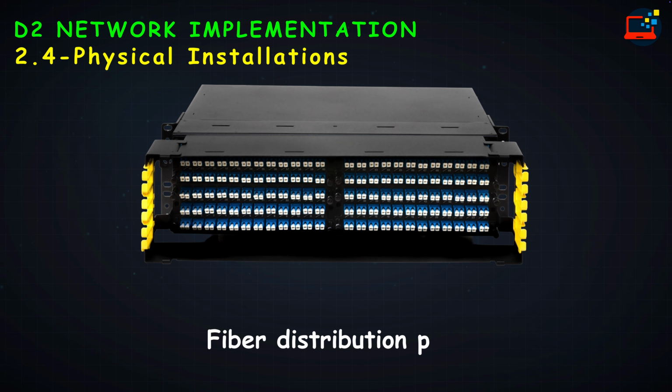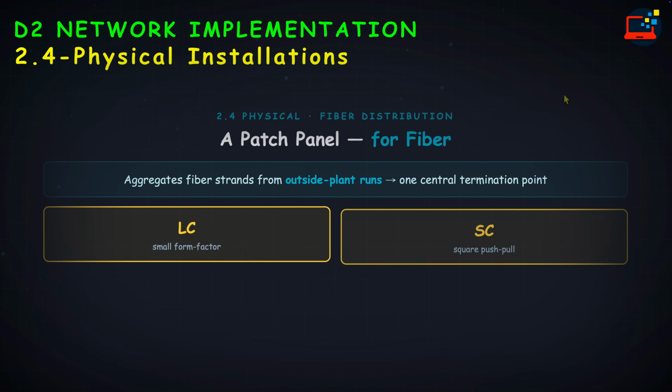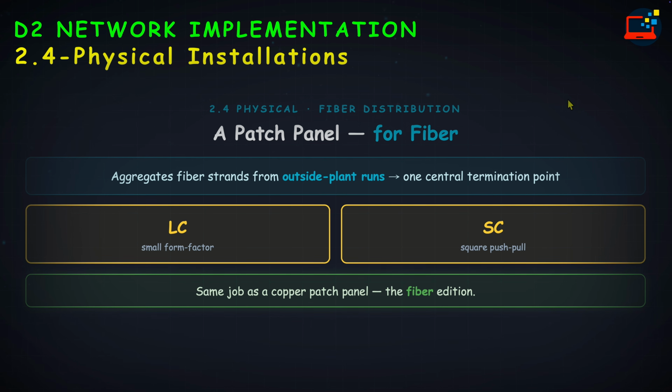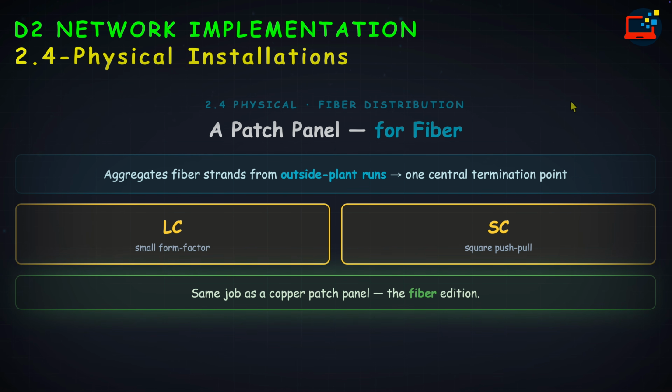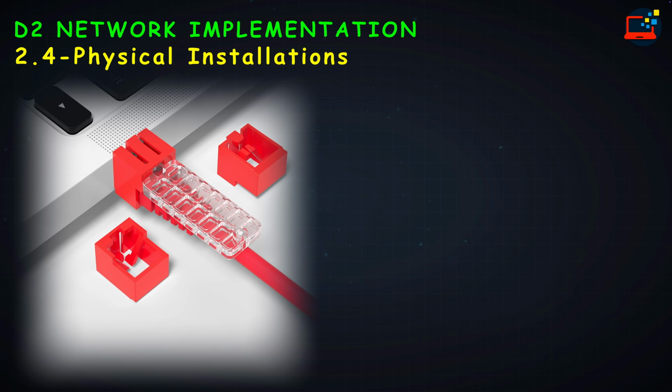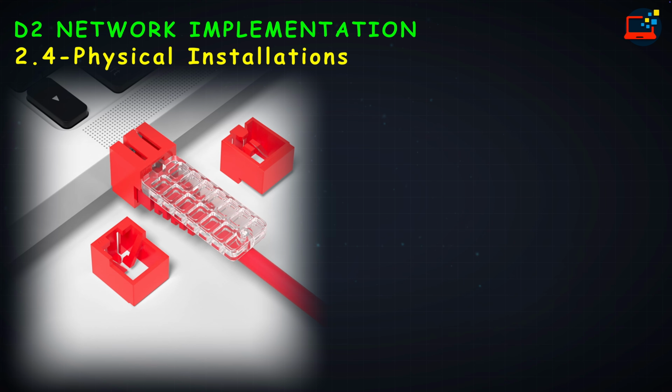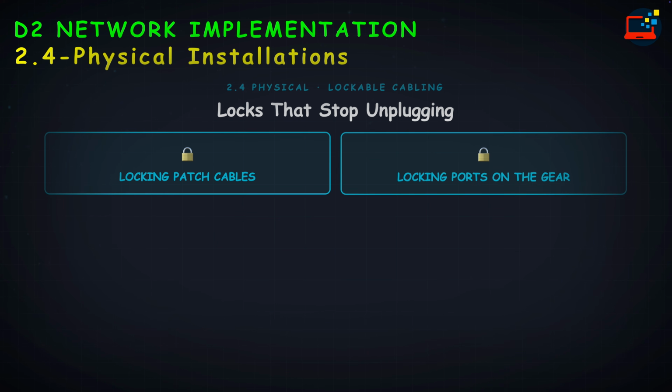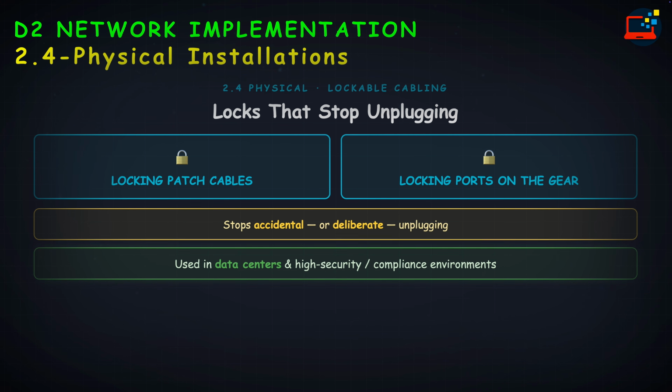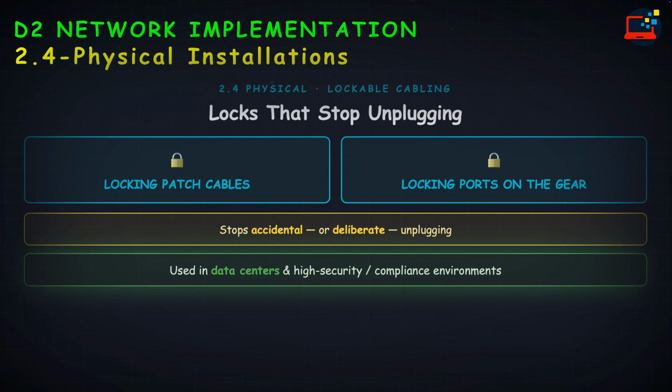Fiber distribution panels do the same job for fiber. They aggregate fiber strands from outside plant runs into a central termination point with LC or SC connectors. Lockable cabling is exactly what it sounds like. Locking patch cables or locking ports on the gear prevents someone from accidentally or deliberately unplugging a connection. Used in data centers and in environments with high security or compliance requirements.